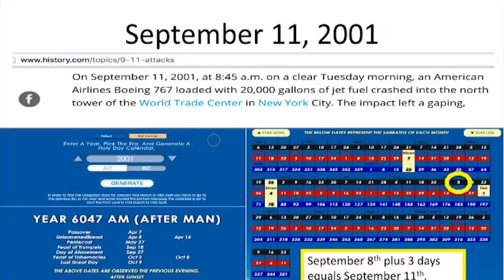Here, we're going to see an event in history that occurred on September 11th, 2001. This is a well-documented event. On September 11th, 2001 at 8:45 a.m., on a clear Tuesday morning, 2 jets slammed into the Twin Towers, destroying them. If you look, you'll see a yellow circle that encircles the 8th of September. The reason that we've circled the 8th of September is because this calendar is based on a 7-day week.